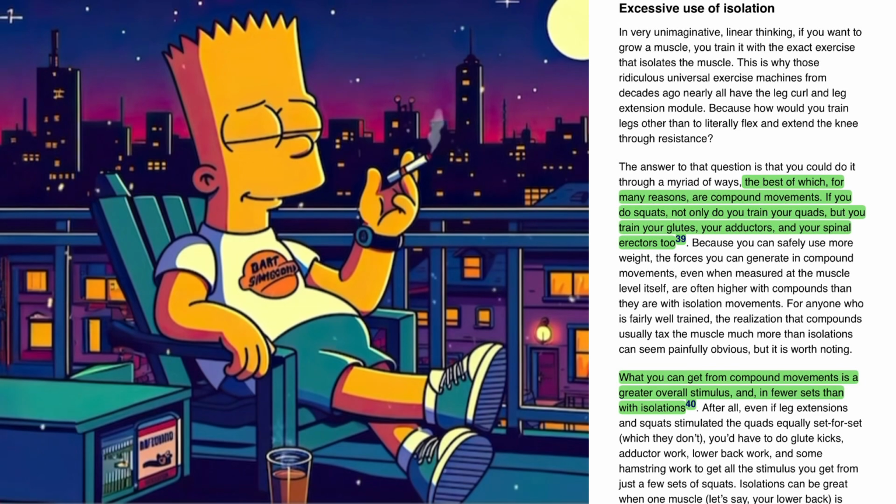Let's start here. Excessive use of isolation. In very unimaginative linear thinking, if you want to grow a muscle, you train it with the exact exercise that isolates the muscle. This is why those ridiculous universal exercise machines from decades ago nearly all have the leg curl and leg extension module. Because how would you train legs other than to literally flex and extend the knee through resistance? The answer to that question is that you could do it through a myriad of ways, the best of which, for many reasons, are compound movements.